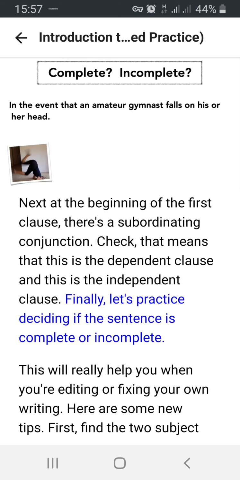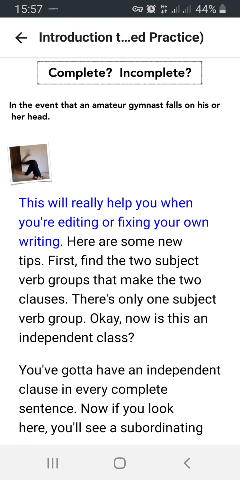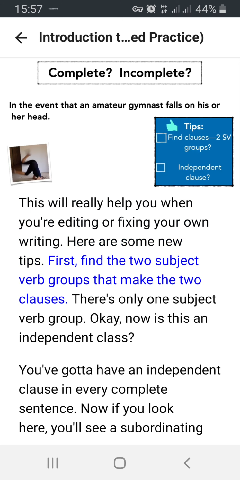Finally, let's practice deciding if the sentence is complete or incomplete. This will really help you when you're editing or fixing your own writing. Here are some new tips. First, find the two subject-verb groups that make the two clauses. There's only one subject-verb group.